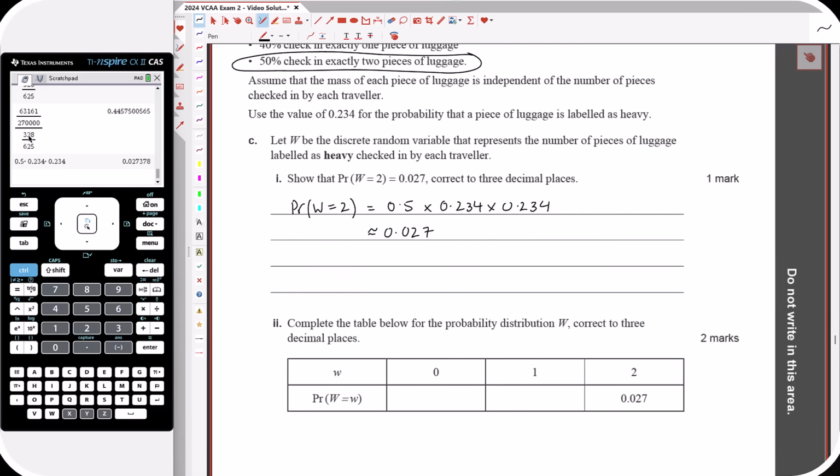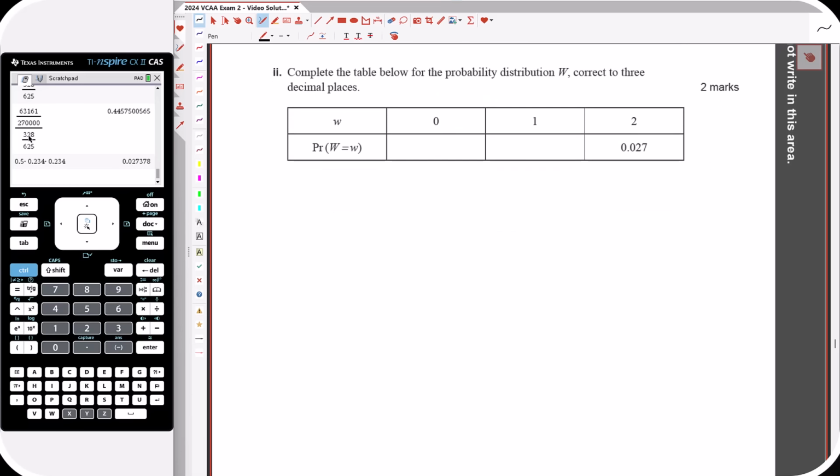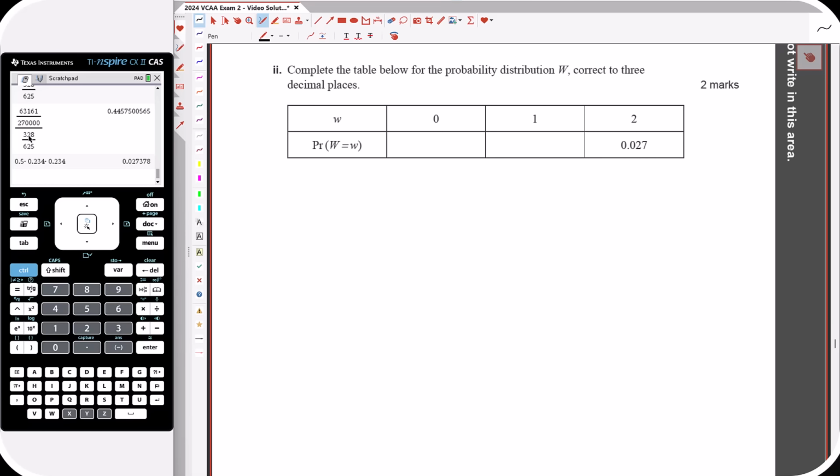Complete the table below for the probability distribution of W, correct to 3 decimal places. Okay, so I sort of thought through a tree diagram in the last question without actually drawing it out, but it may be helpful for you to think through the tree diagram of what's happening here. A passenger could have no luggage, and therefore none of the pieces of luggage are going to be heavy, or one piece of luggage, or two pieces of luggage. And that happens 10% have no luggage, 40% have one, and 50% have two.